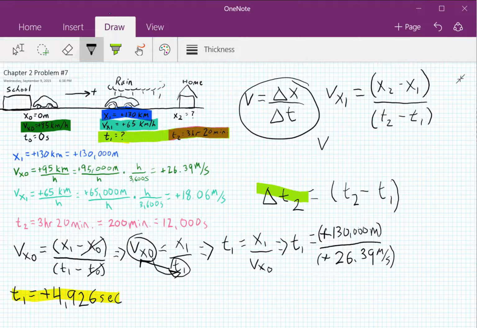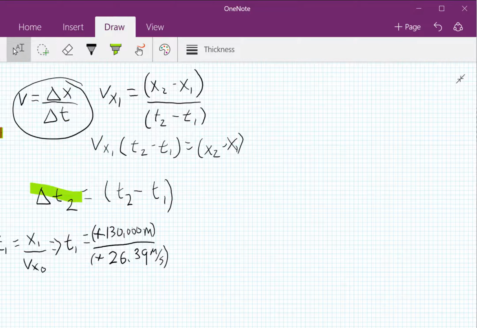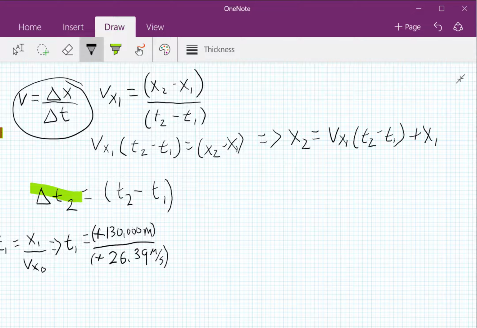I'm going to go ahead and just move this over to the right. Once you've done that, you need to add x1 to the left. So you'd have a final equation of x2 equals vx1 times t2 minus t1 plus x1. That would be the equation you need to figure out the position.